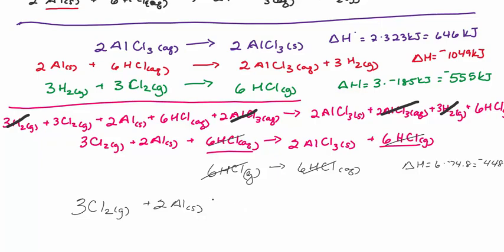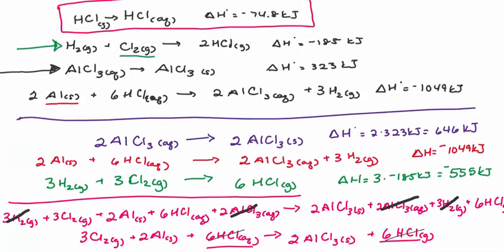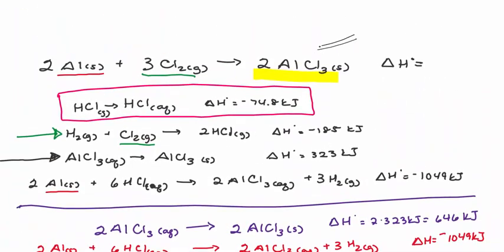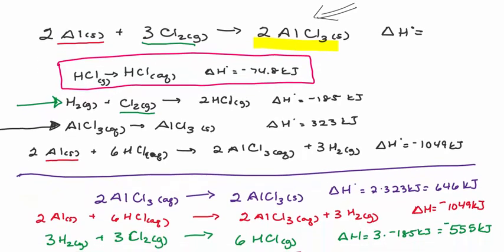So I'm just going to double check that going all the way up. And here is my target equation. This is what I started with. 2 moles of aluminum solid reacts with 3 moles of chlorine gas. That's what I have here. In order to form 2 moles of aluminum chloride solid.